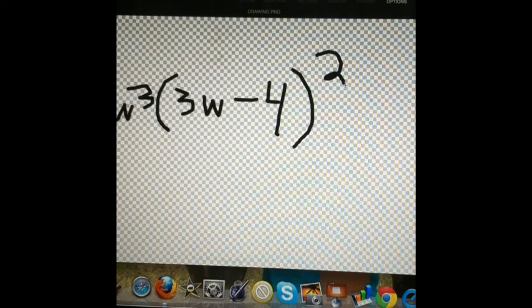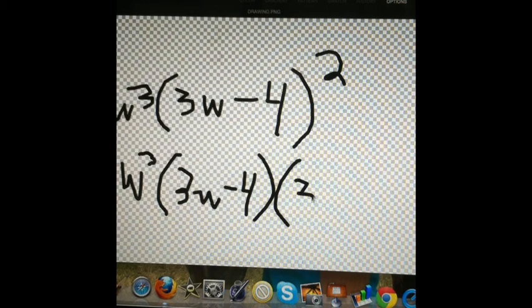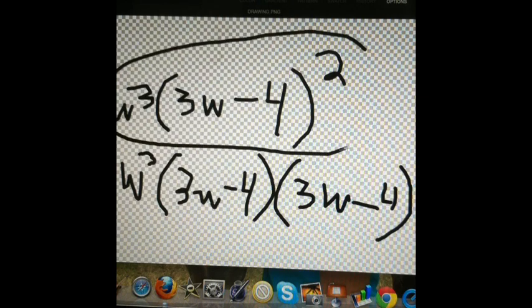We can do w to the third, then the parentheses 3w minus 4, and then do another parentheses 3w minus 4. But it's just easier to do the square because it's a shorter answer. But you could also write it out like this as well. But as you can see, this answer is much simpler to write out and takes less time. Okay, so that's your answer for this problem.